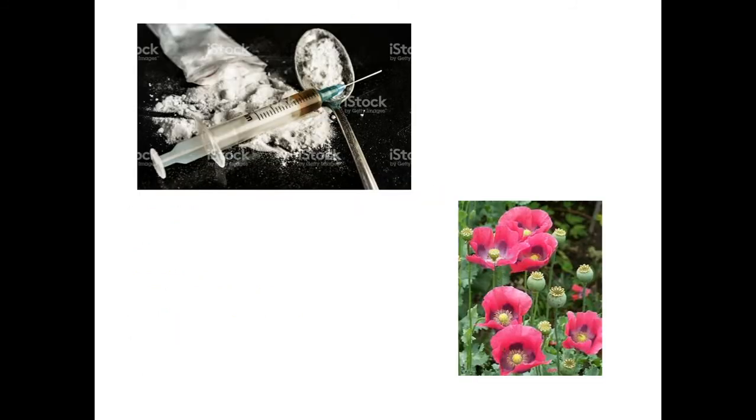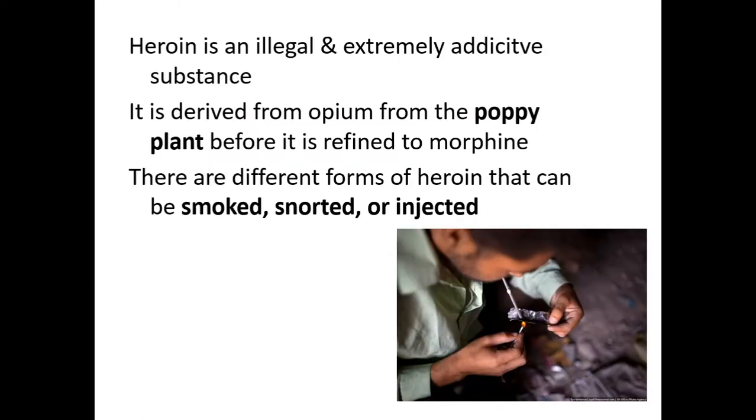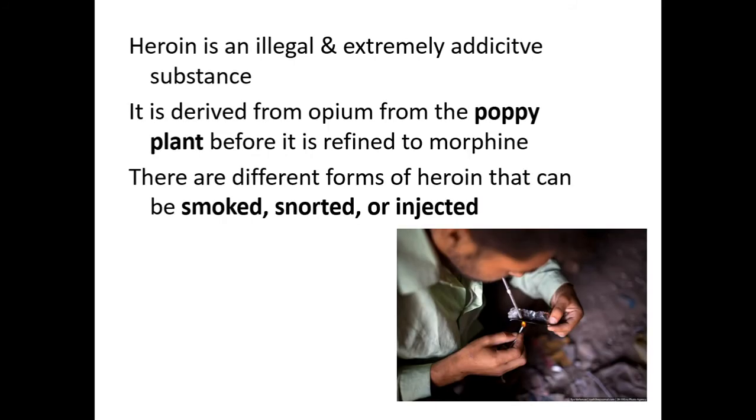So what is heroin? It is extracted from a plant called Papaver somniferum. It's the same thing that we use as a treatment called morphine. Heroin is called scientifically diamorphine, and morphine is a good substance to treat pain in patients, but heroin is an illegal and extremely addictive substance. It is derived from the opium poppy plant, as I mentioned earlier. It can be smoked, snorted, or injected.